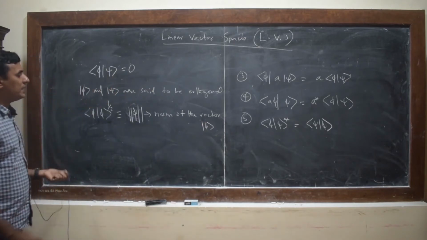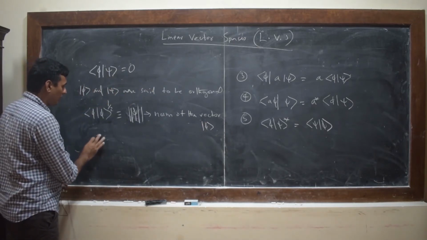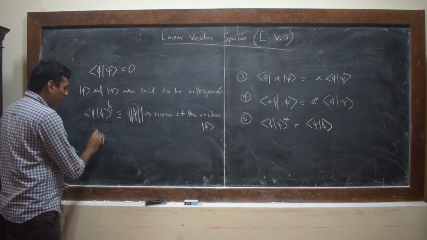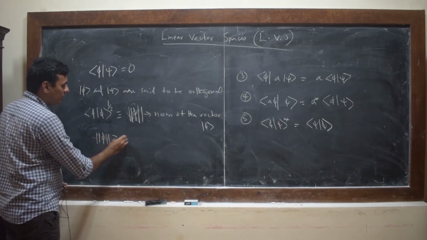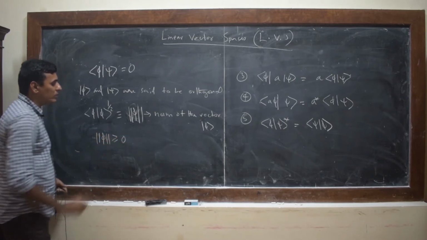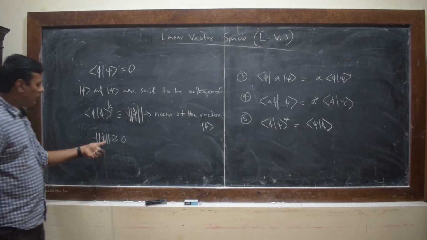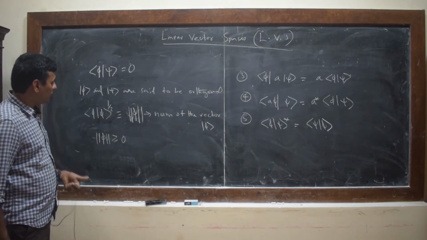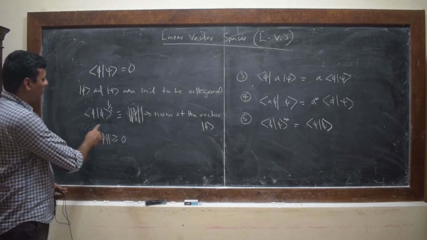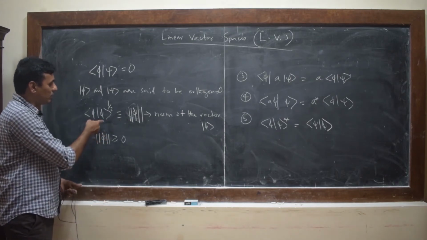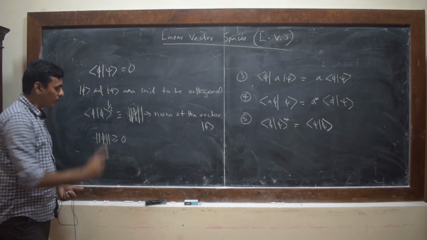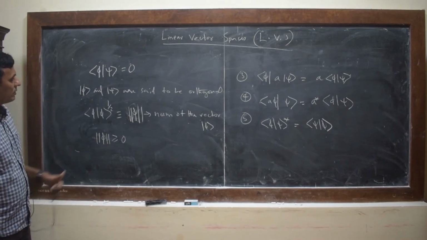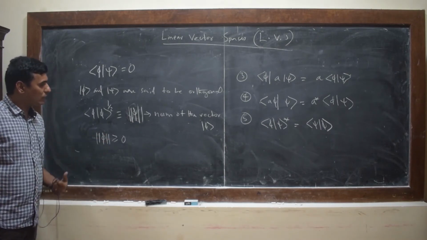Okay. And remember that the norm of phi is always greater than or equal to 0. It will be 0 if phi is a null vector. So, this is the property of the norm. The norm is always greater than or equal to 0. It is a real number.